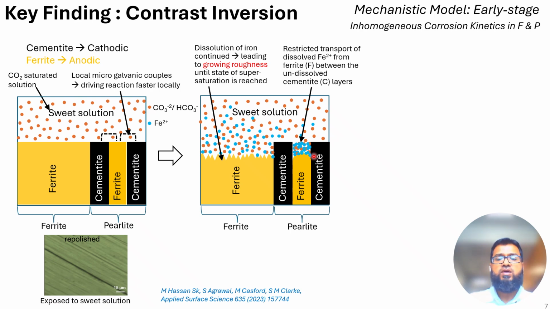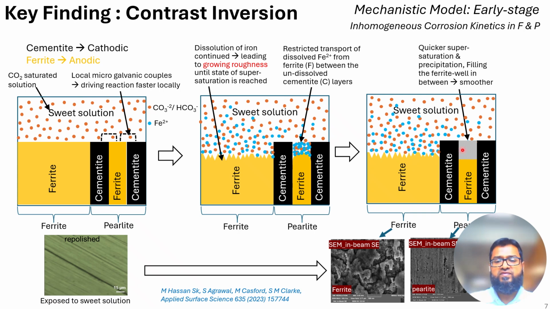phase to be reached much quicker, and it precipitates and fills up this gap, the microwells, and that's why it looks much smoother. On the contrary, in the pure ferrite phase, ionic transport is not restricted, so it goes on dissolving until it reaches the state of supersaturation, and that's why it looks much rougher.